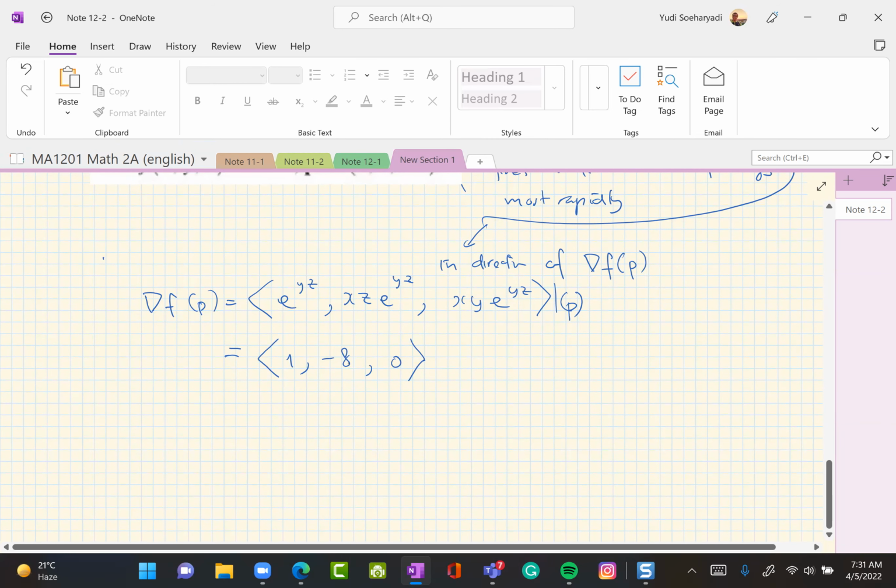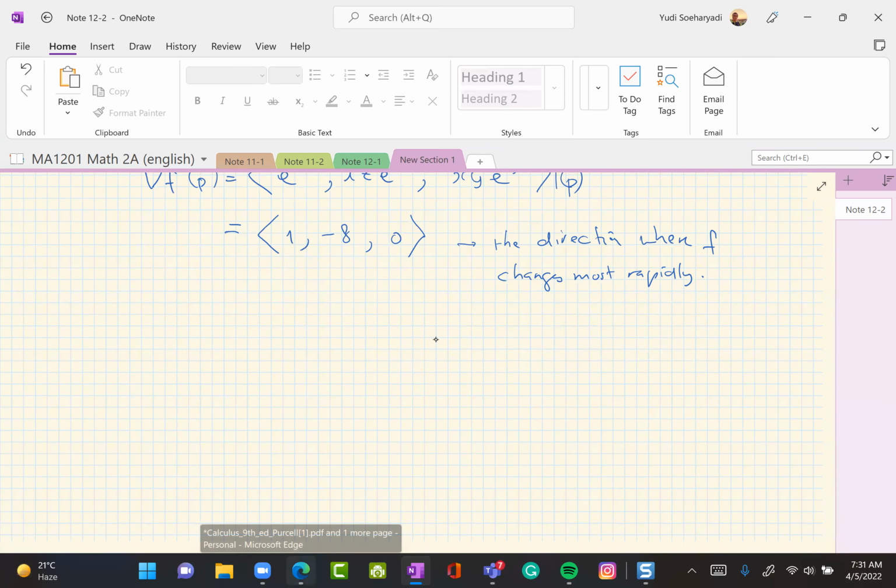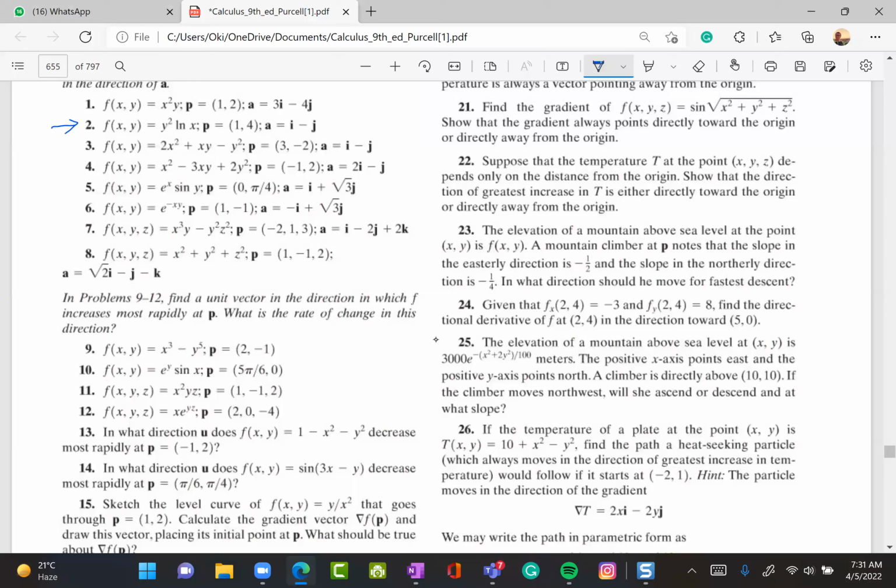So depending on the question, this is the direction that gives you where f changes most rapidly. Okay, so where f changes most rapidly. All right, so let's take another example.